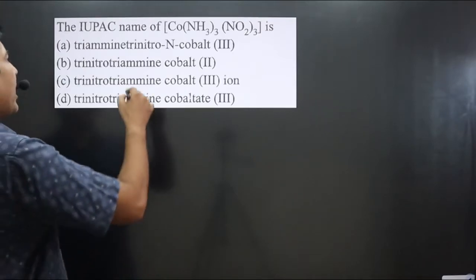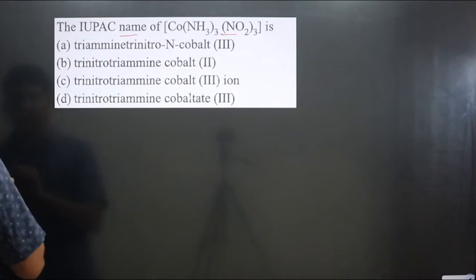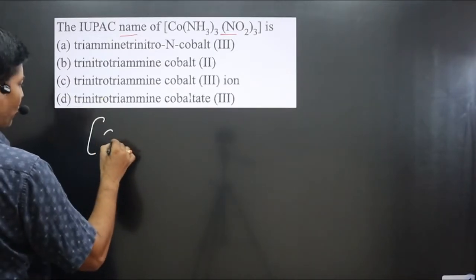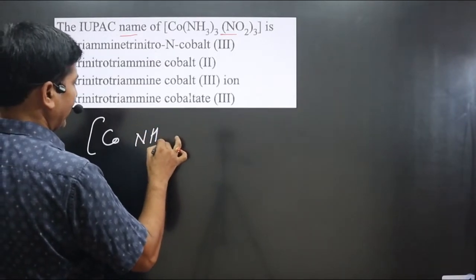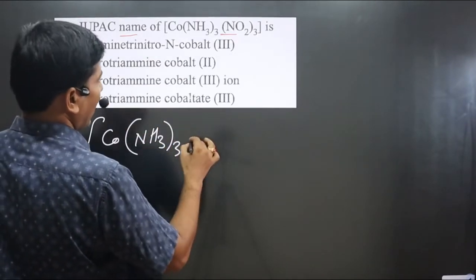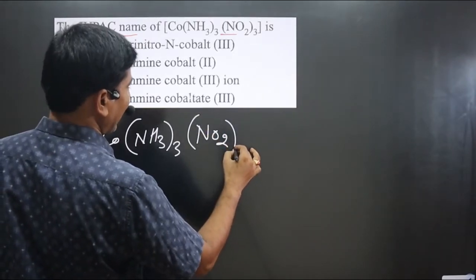The question says the IUPAC name of this complex is given here. Let me write this complex. First we have cobalt as a central element. Then we have neutral ligand, NH3, thrice. And then we have negative ligand. This is nitro, which is an ambidentate ligand.